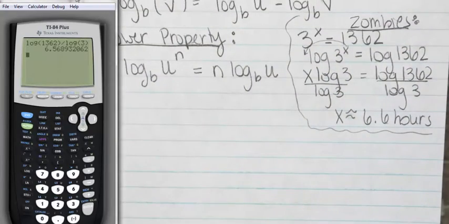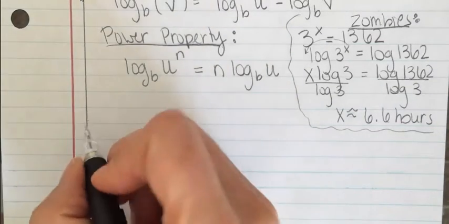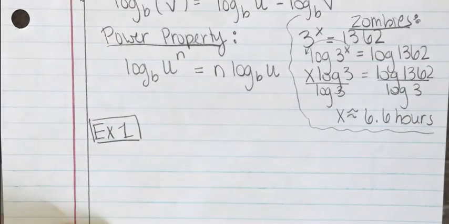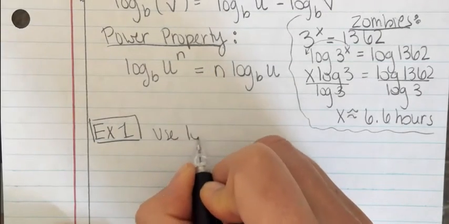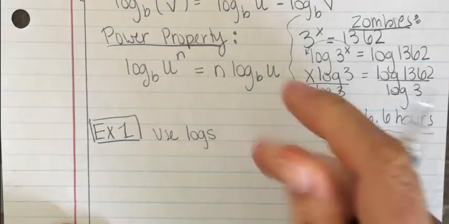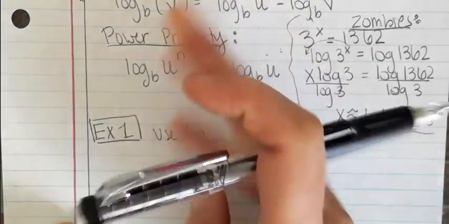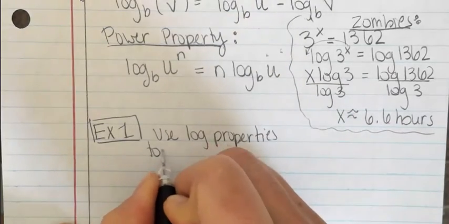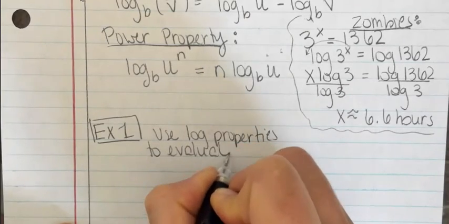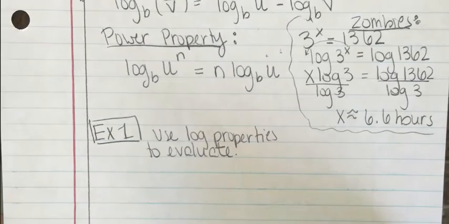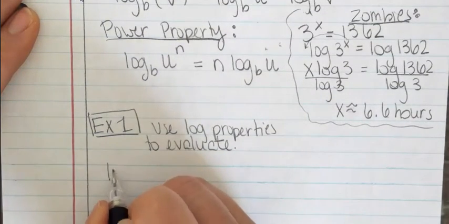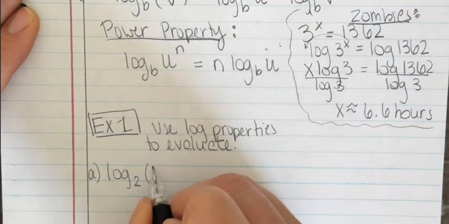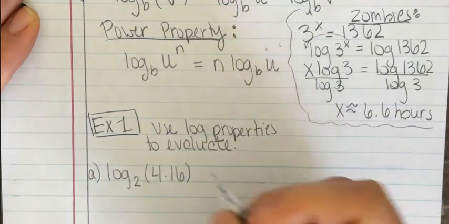Let's see, I can get rid of this. All right, so example 1. We're going to use log properties to evaluate. Okay, so we're going to take log, this is A. Log base 2 of 4 times 16.